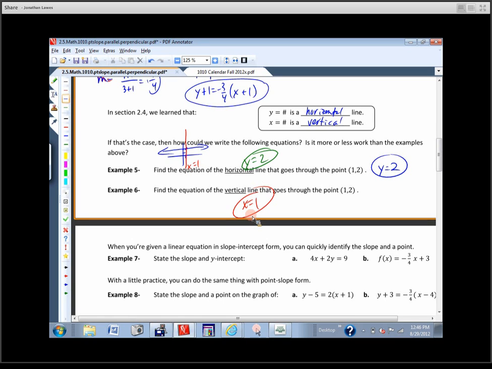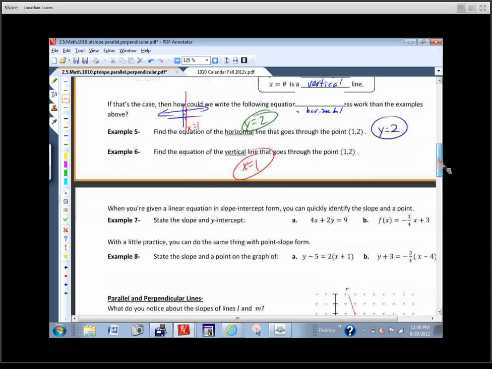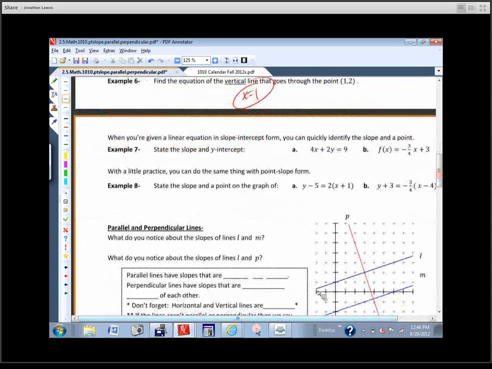So you can reason your way to it fairly quickly, but it's also very nice to know, hey, if it's horizontal, it's y equals a number. If it's vertical, it's got to be x equals a number. Any questions?